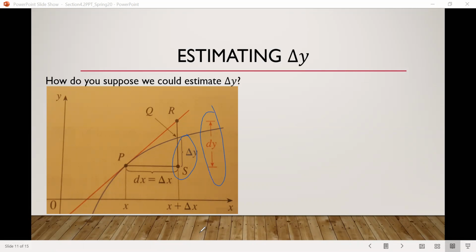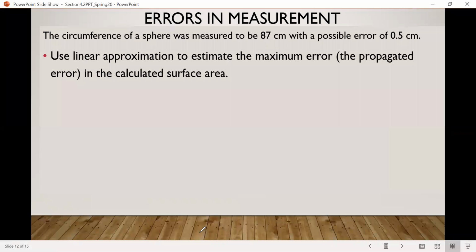Okay? All right, so let's take this a step further and look at how this might apply in a little bit more of a contextualized setting. Contextualized context, that doesn't make any sense. In a contextualized setting, how about that? All right, so let's say you have a sphere and you measure the circumference of the sphere to be 87 centimeters.